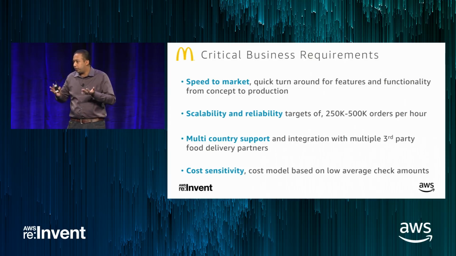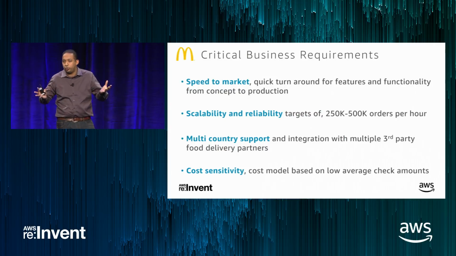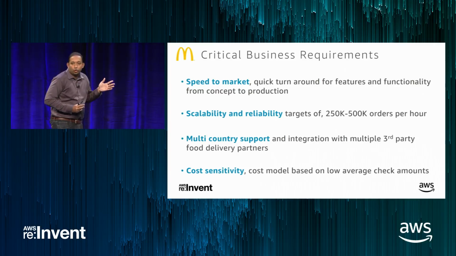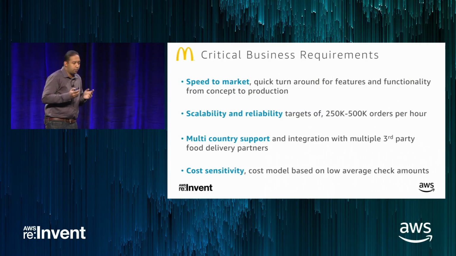Multiple country support, as I said, different countries have different business requirements, business rules, and then also different delivery partners such as Uber Eats, right, to work with. So the platform had to do that. And then finally, the cost sensitivity, right? So again, we're not talking about selling big screen TVs here. You're talking about an average check size of about $3 to $5, as low as that, right? So cost sensitivity is a pretty big thing for us as well.